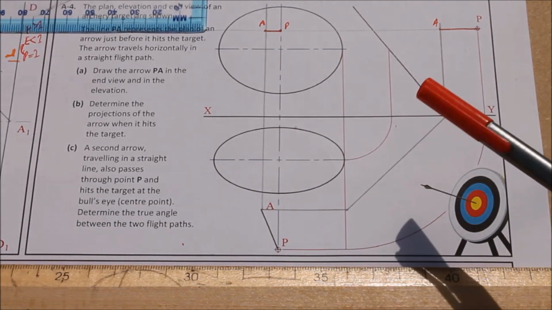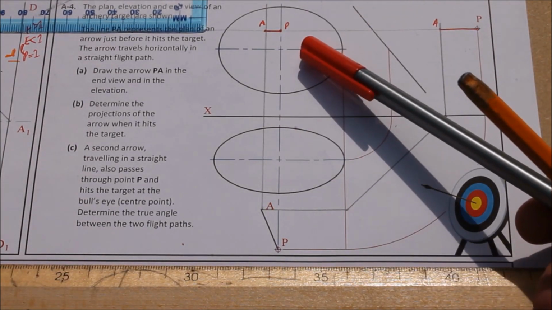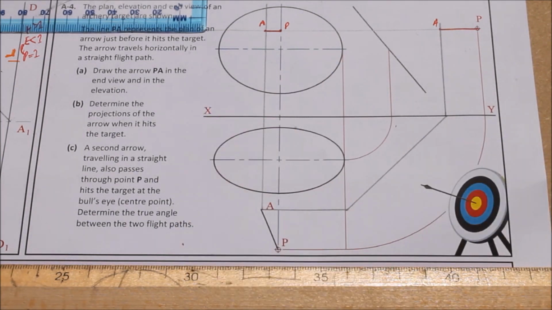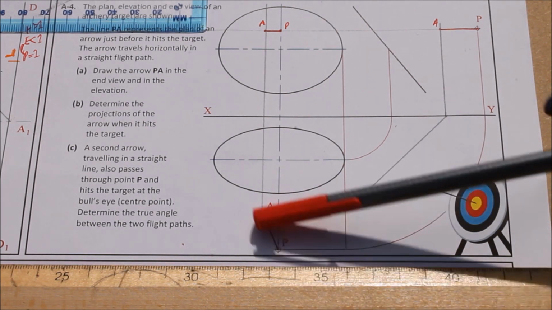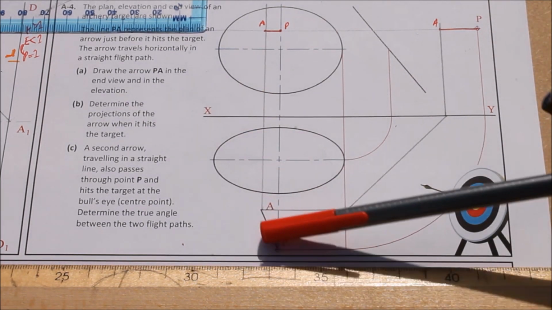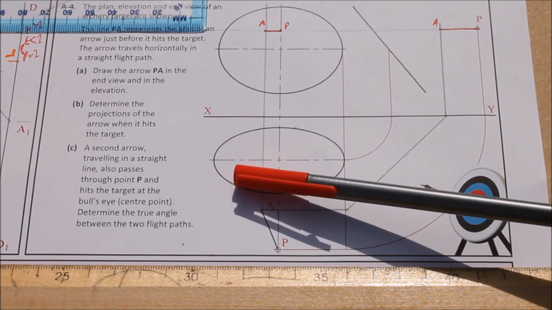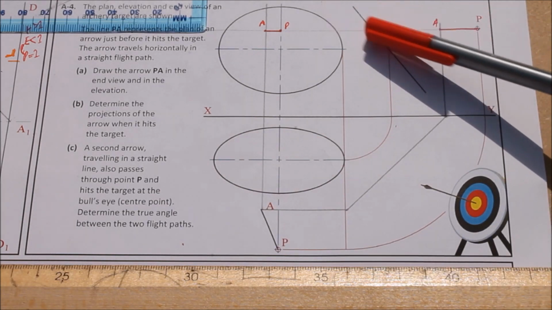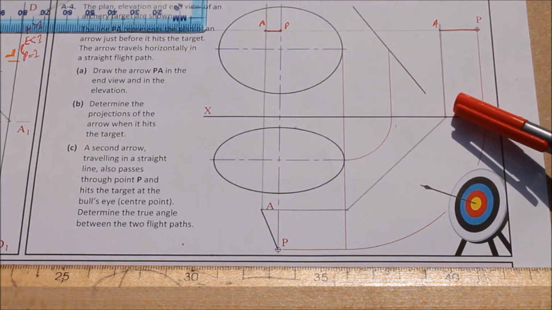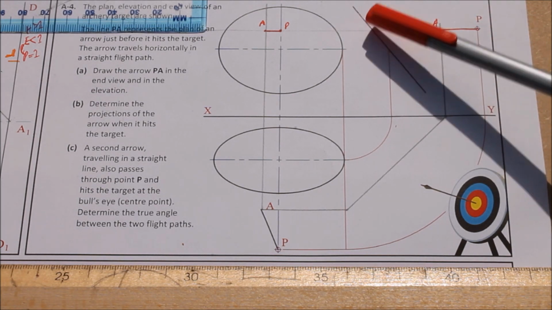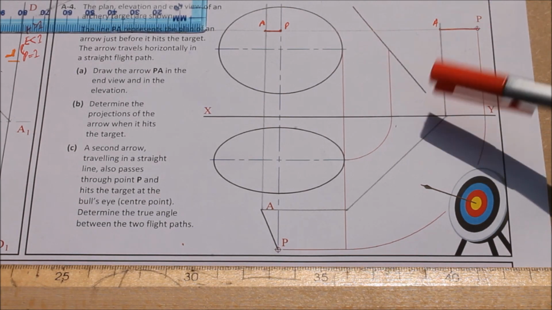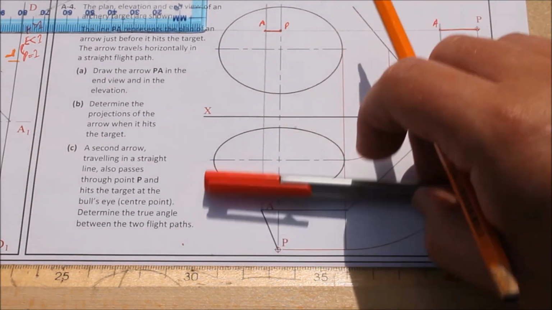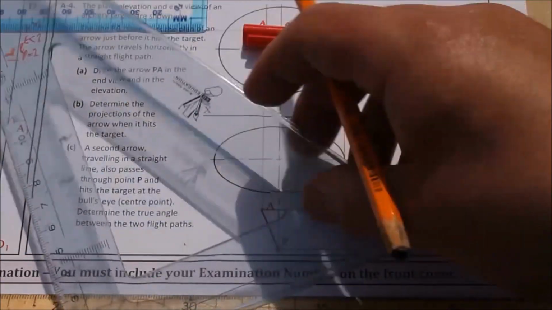So that's part A, draw the arrow in end view and in elevation, you already have a plan. Part B, determine the projections of the arrow when it hits the target. Now, you can continue it on, it's not going to curve or anything, so continue it on in the plan, but you won't know where it hits the surface of the target. Whereas if you look at the end view, it's giving you a perfect edge view of the target itself. So if we continue on here in the end view, we know exactly where it's going to hit. So it's hitting at this point here. If we project that point down, swing it around, we know where it ends in the plan, and then we project up to the elevation.